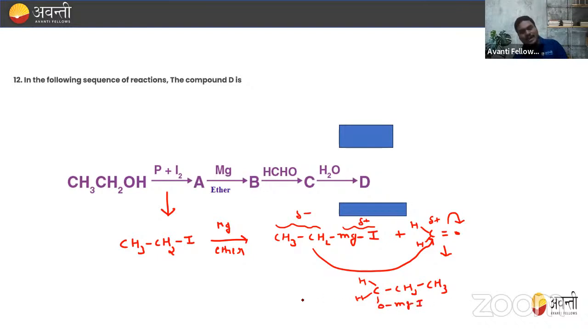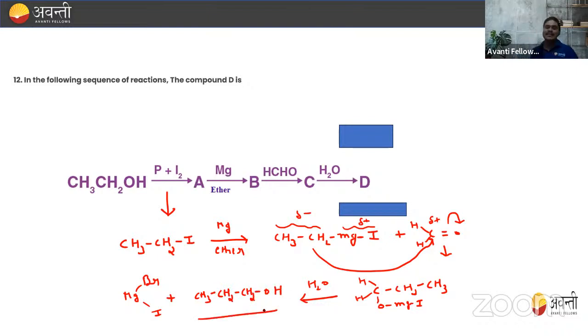Now followed by the hydrolysis. So upon hydrolysis, what we get? We are left with the Mg, Br and I. And what we'll have? We have CH3, CH2, CH2 and OH, right? So this is what we have. This is called 1-propanol. So ये आंसर मिला है propanol.